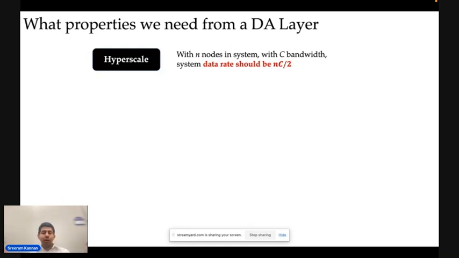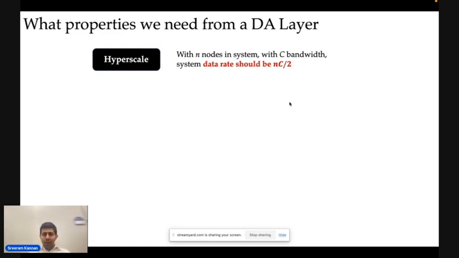In fact, the most ambitious goal would be exactly linear. You have n nodes, each of them has C bandwidth. You multiply the two, n times C should be your system performance. That's the most ambitious, right? You're aggregating all the bandwidth fluidly.